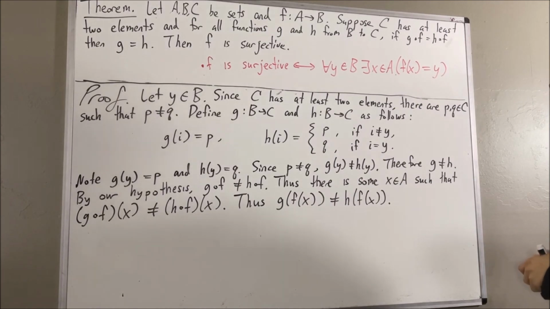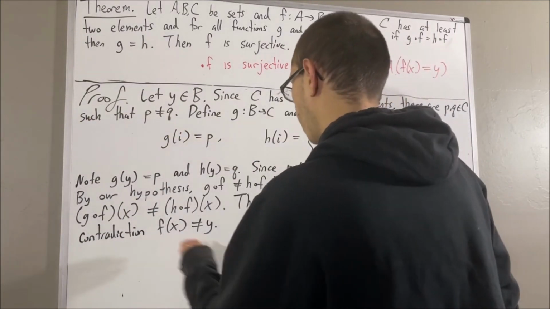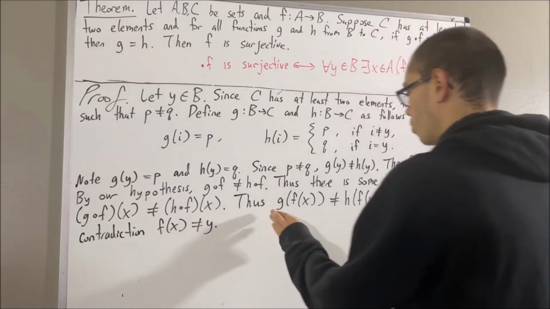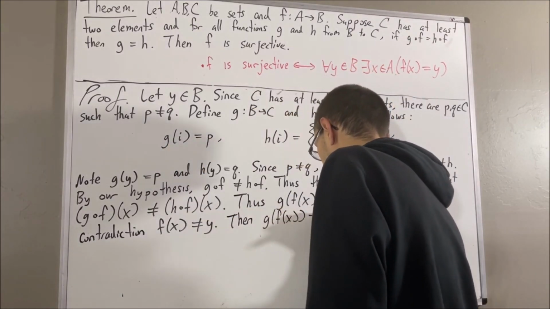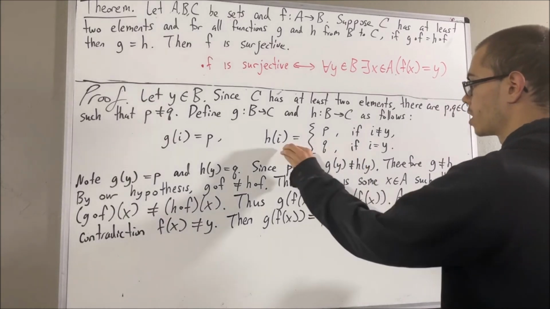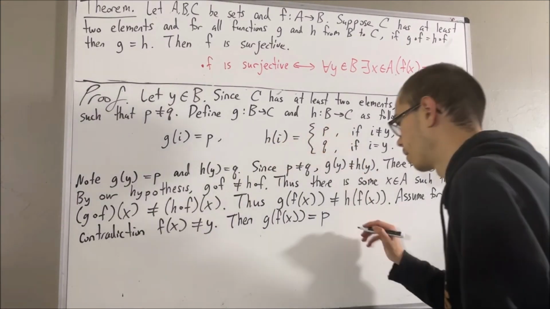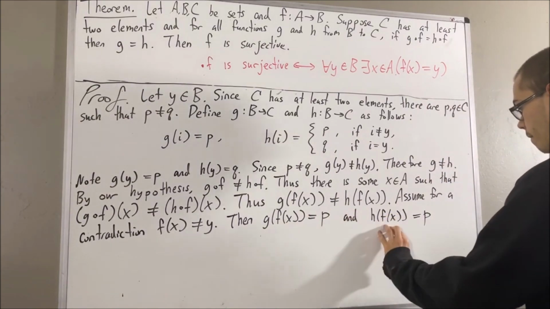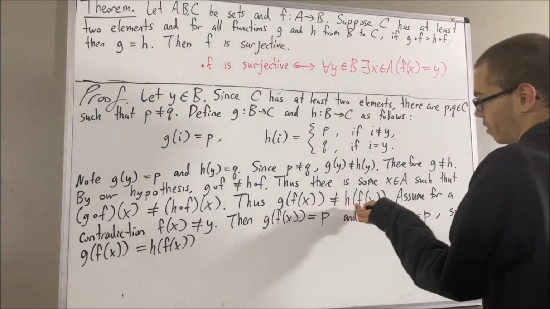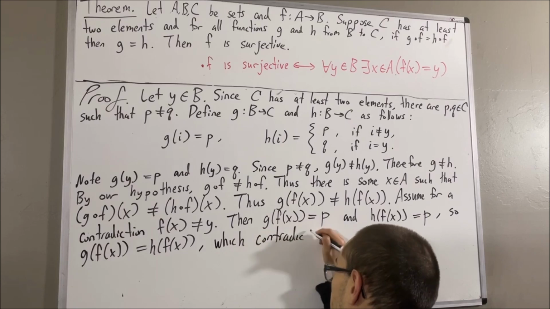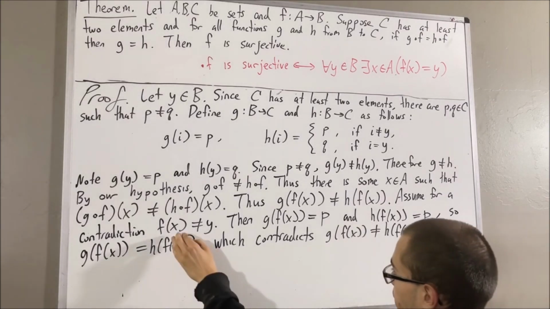Assume for a contradiction F of X is not equal to Y. If F of X is not equal to Y, then when we take F of X and send it into the function G, G of F of X is equal to P. And when we take F of X and send it into the function H, since F of X is not equal to Y, we must have that H of F of X is equal to P. So G of F of X equals H of F of X. But this contradicts the fact that G of F of X is not equal to H of F of X. So our assumption that F of X is not equal to Y led us to a contradiction, so we must instead have that F of X is equal to Y.